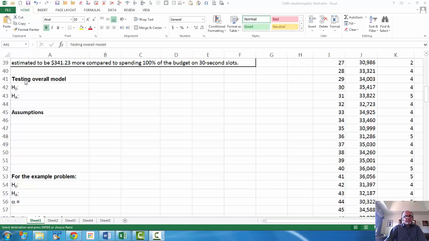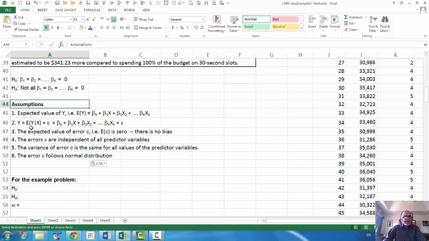Okay, let's revisit the conditions for generally testing the overall significance. So from the previous chapter, when you have multiple regression, a regression is said to be significant if at least one slope coefficient is different from 0. And of course then we have the 6 conditions that must be true for us to be able to do the hypothesis test.